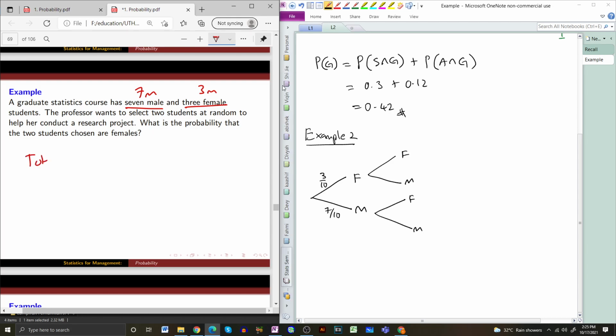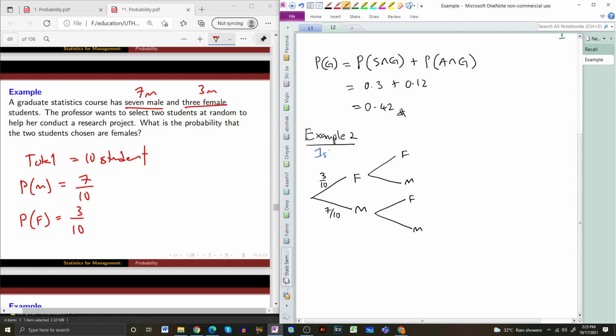Total 10 students. The probability of male is 7 over 10, the probability of female is 3 over 10. Okay, you have to understand the basic probability first. So this would be the first student. The first student can be female or male. The second student can also be female or male. But there's a difference here.